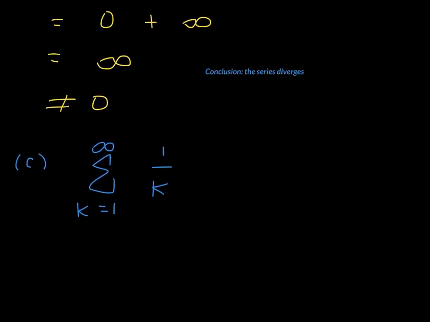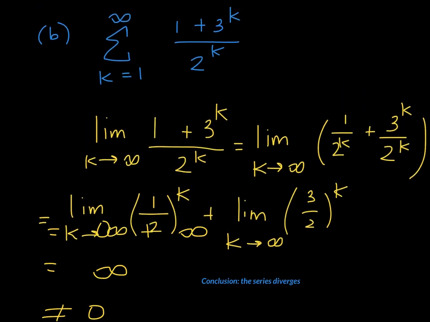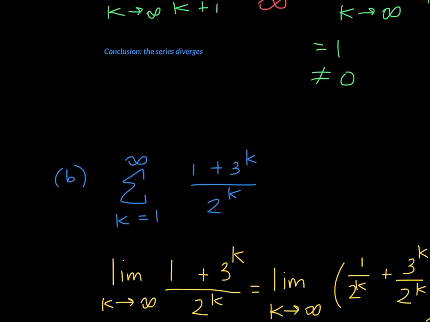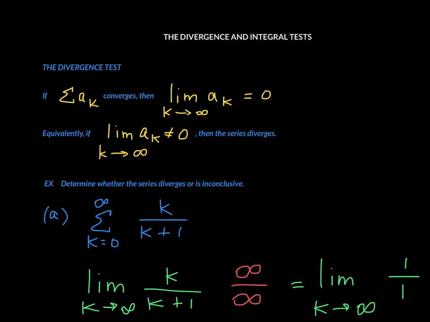Here, you know what? I think it's worth going all the way back here. Bear with me. Here it is, right here. If the series converges, then the limit is 0. This does not mean that if the limit is 0, then it converges. Okay, that's not necessarily true.